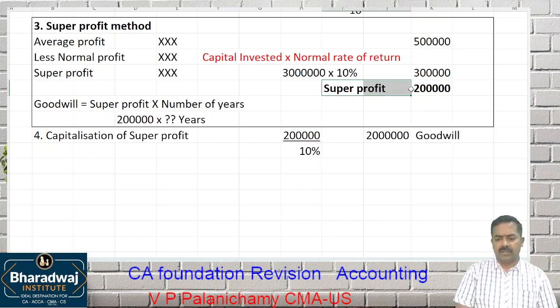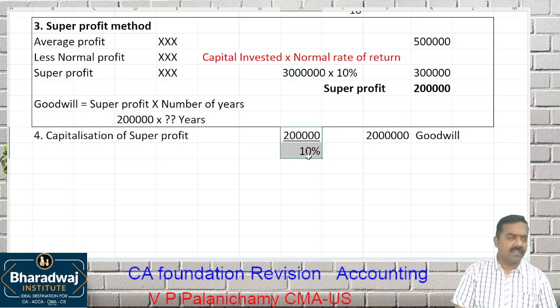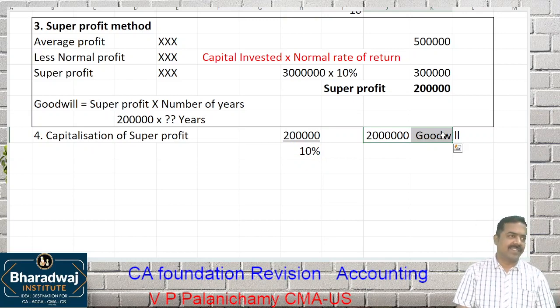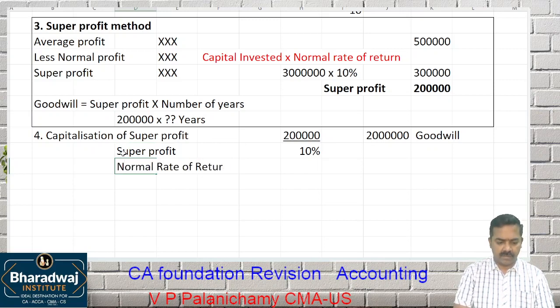I repeat. What is a super profit? Excess profit. Okay, எவ்வளோ இருக்கு? 2 lakhs. At 10%, when expectation is 10%, how much you should have invested? 2 lakhs earn பண்றீங்க. அதுக்கு எவ்வளோ கேபிட்டல் இன்வெஸ்ட் பண்ணியிருக்கணும்? 20 lakhs. இன்வெஸ்ட் பண்ணியிருக்கீங்களா? இல்லை. That is your intangible asset, goodwill. So how to work out? Simple. Super profit divided by normal rate of return will give us which one? Goodwill.